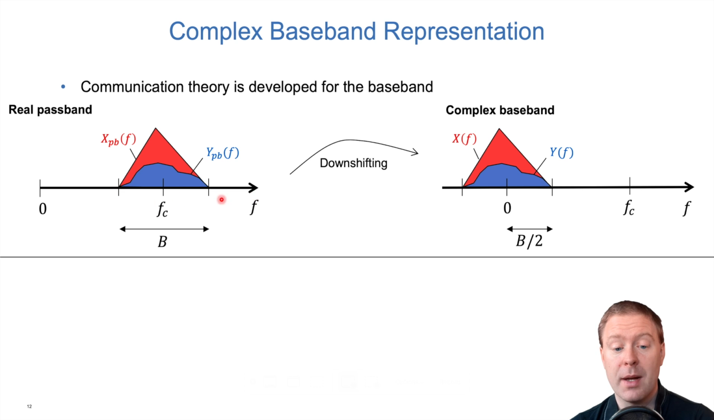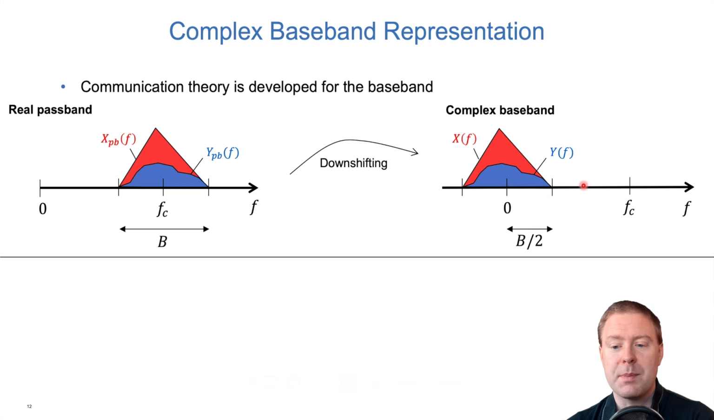One is that this bandwidth of B shrinks to B over 2, because it only goes from minus B over 2 to plus B over 2. That might seem like we are cutting the bandwidth somehow, but the difference is that this signal is real valued while this is complex valued, because we do not have symmetry around the origin. So actually half of the bandwidth is just hidden in the complex part instead.